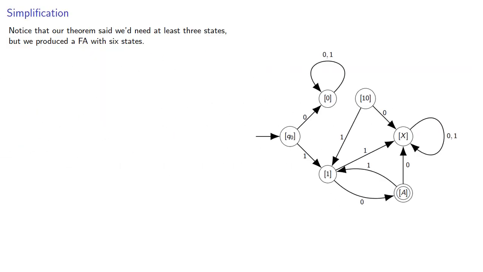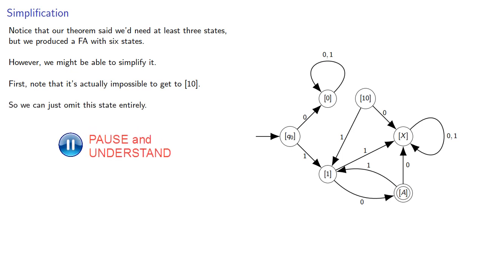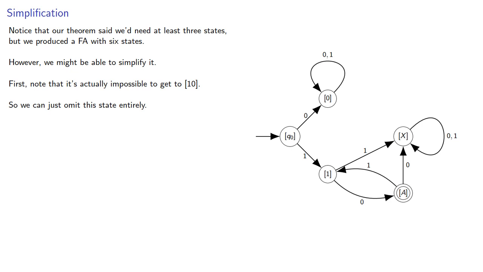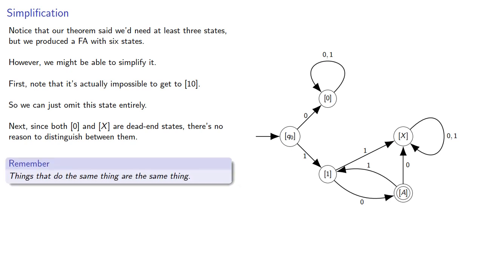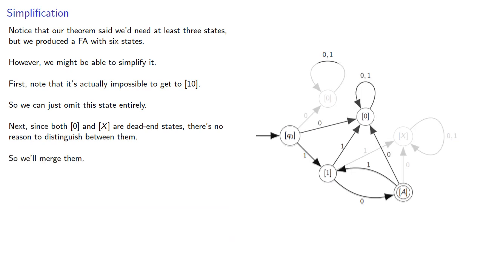Now, notice that our theorem said we need at least 3 states, but we produced a finite automaton with 6 states. However, we might be able to simplify it. First, note that it's actually impossible to get to the state 1, 0, so we can omit this state entirely. Next, since both 0 and X are dead-end states, there's no reason to distinguish between them. Remember, things that do the same thing are the same thing, so we'll merge them into a single state. And so we found a finite automaton with 4 states.